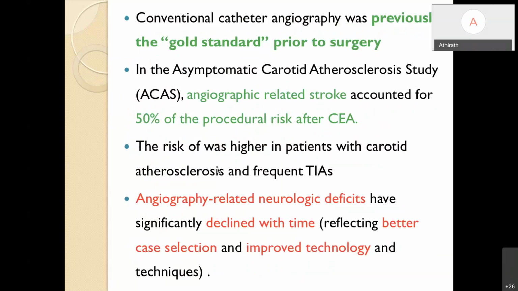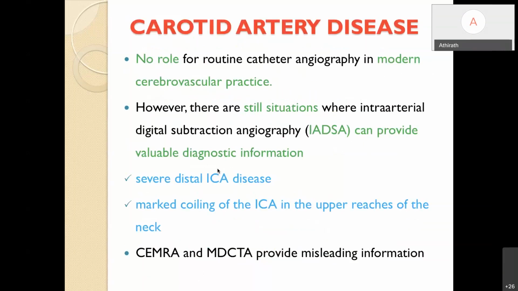Next imaging modality is digital subtraction angiography. It was previously the gold standard prior to surgery, but the problem was that there was a high incidence of angiographic related strokes. Therefore, it lost its gold standard importance after CT and MRI came. But of late, these angiographic related deficits have declined because of improved technology and better case selection. The first indication: there is no role in modern evaluation of carotid artery disease.